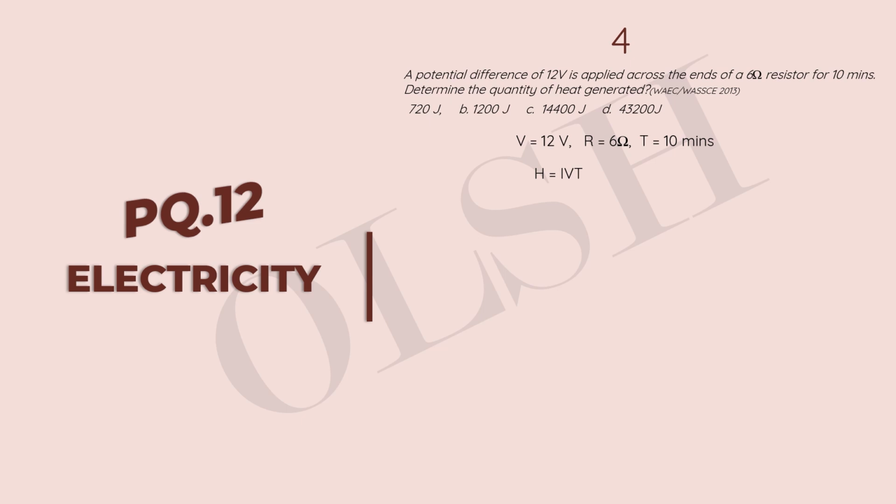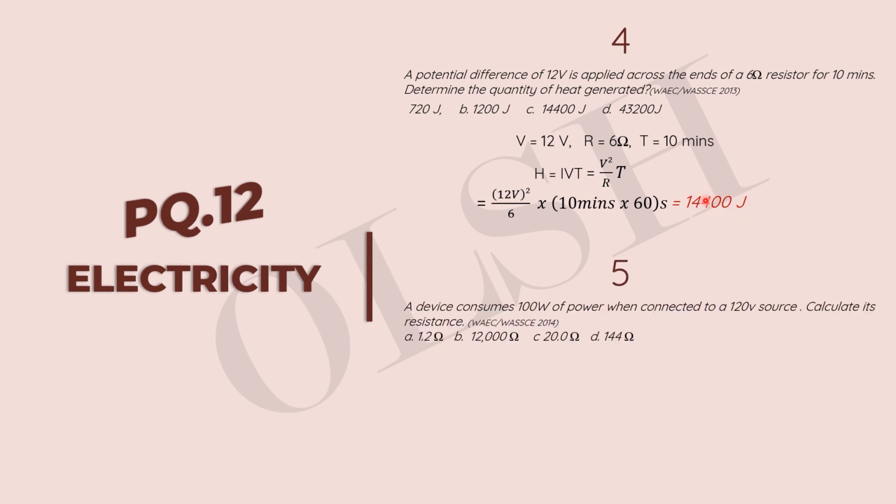So if we look at this, we have our time, we have our voltage, but we don't have our current. Because of that, we're going to move forward with another formula that is equivalent to this one. I is V over R. So if you replace I with V over R here, you're going to get V squared over R times T. Putting in our values, we now have 12 squared over 6 times 10 minutes. We multiply by 60 to convert it to seconds, and we finally have 14,400 joules.